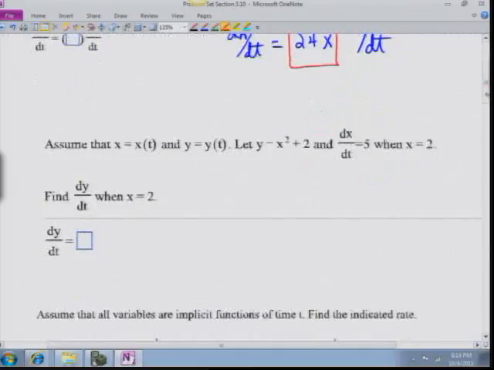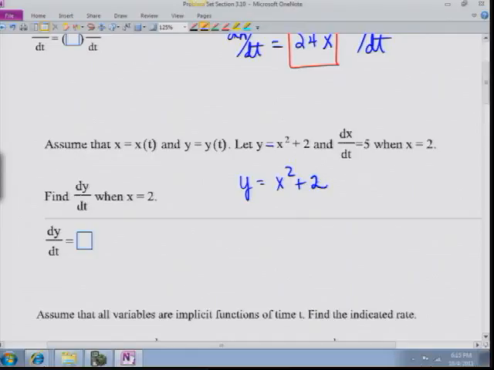Okay. Assume this one. We've got y. I think this is y equals x squared plus 2. And it gives you the equation. It gives you dx dt is 5 when x is 2. Find dy dt when x is 2. So let's write the equation.